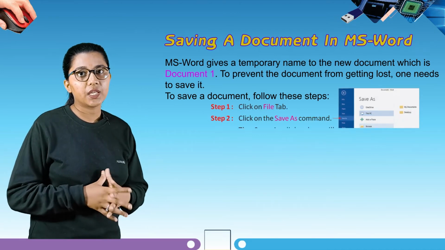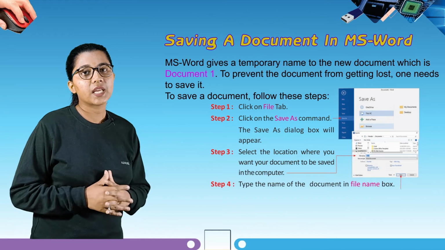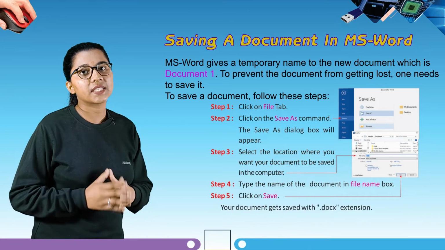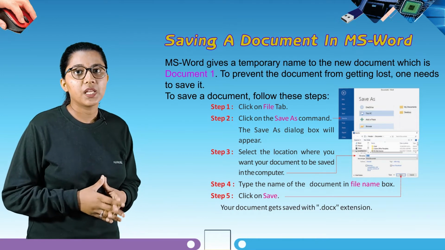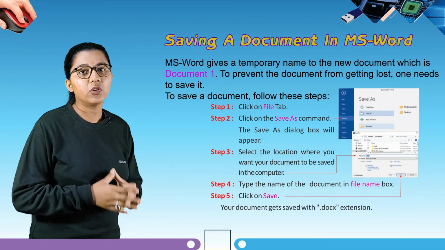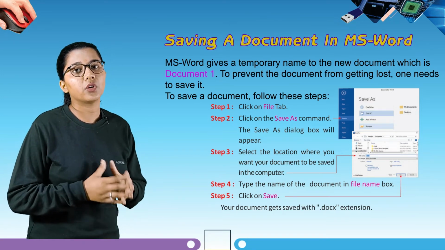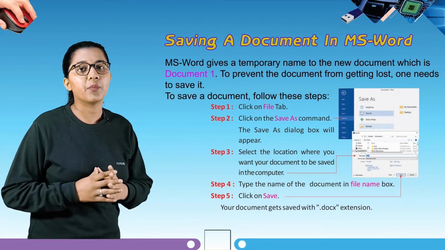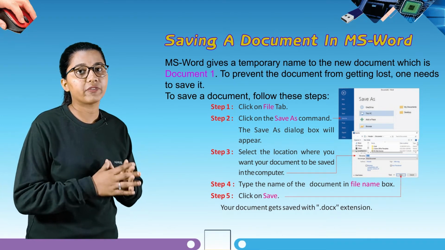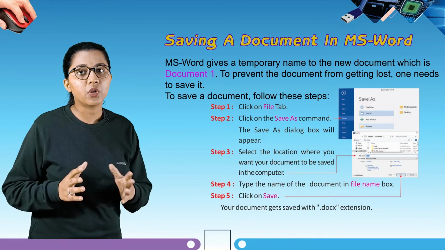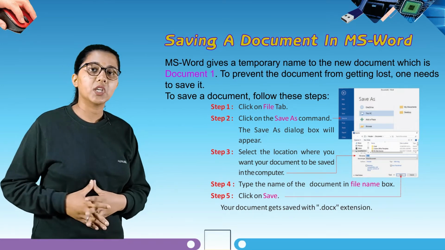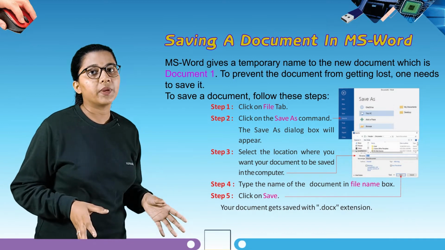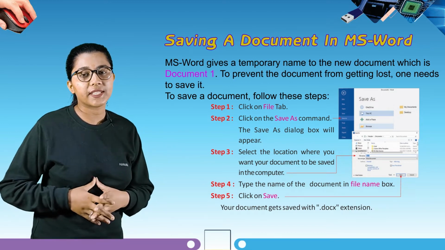Step 1. Click on the File tab. Step 2. Click on the Save As command. The Save As dialog box will appear. Step 3. Select the location where you want your document to be saved in the computer. Step 4. Type the name of the document in the File Name box. Step 5. Click on Save. Your document gets saved with the docs extension.